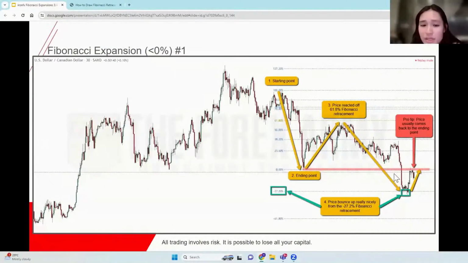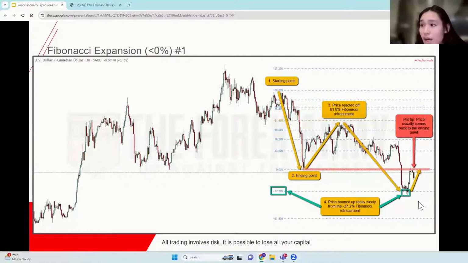So typically once price breaks out of the 0%, that is confirmation that it's going to hit towards your minus 27.2. A pro tip is that price usually does come back to the ending point, so the same level over here, and it might test that level since it is now an overlap support or resistance level. So basically, what an overlap level means is that if there is a swing low as well as a swing high that lines up in the same level, like we see over here at this red highlighted area.